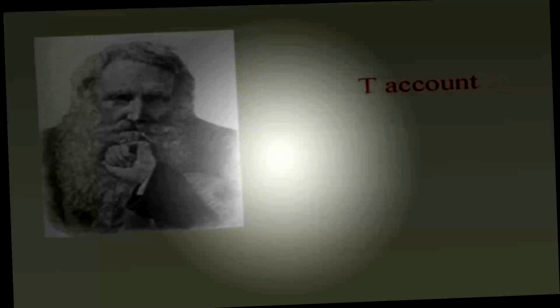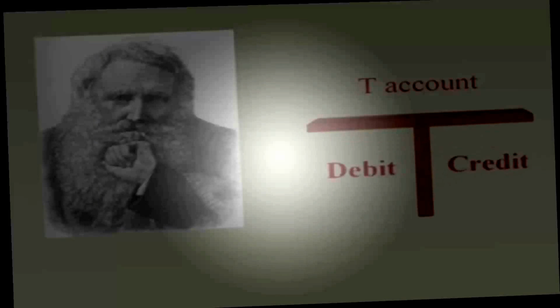When a transaction is recorded on the left side of a T account, it's called debit. Debit simply means left side in the language of Luca Pacioli. The right side of a T account is called credit. Credit simply means right in the language of Luca Pacioli.